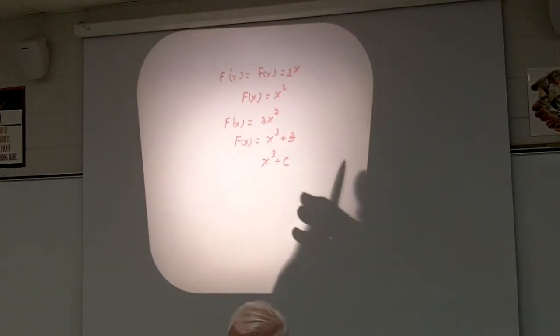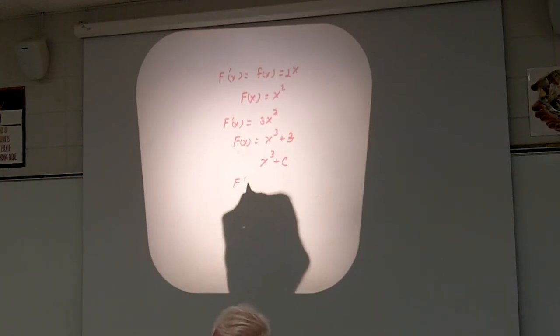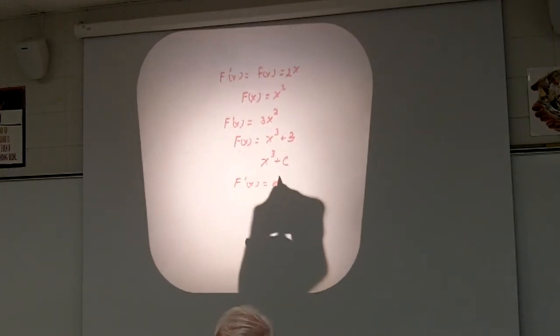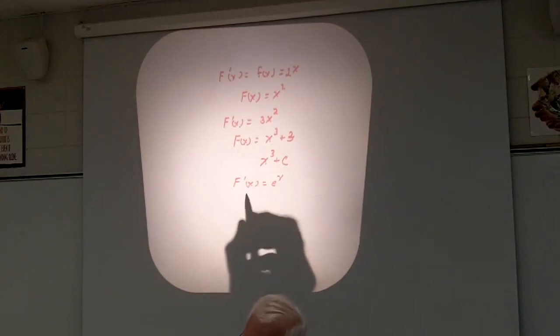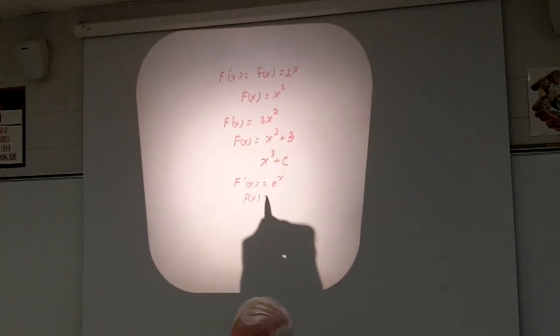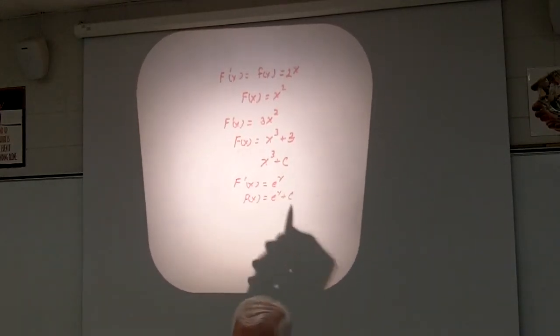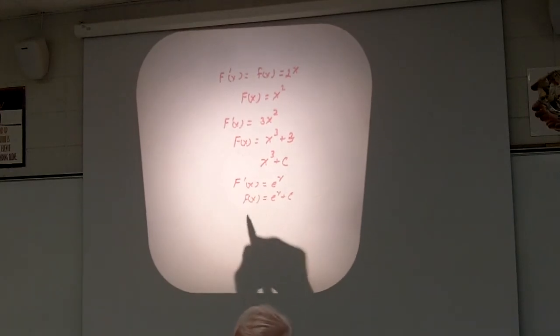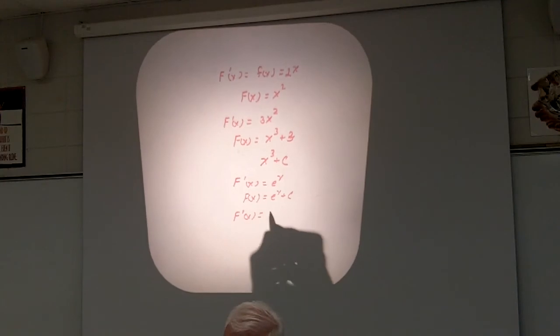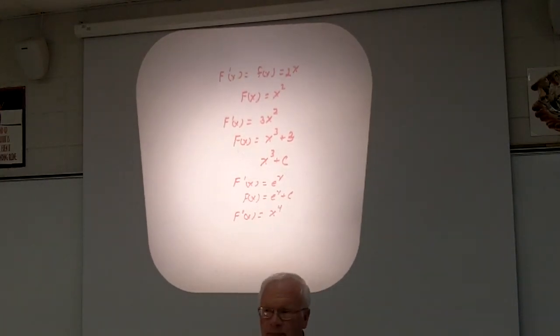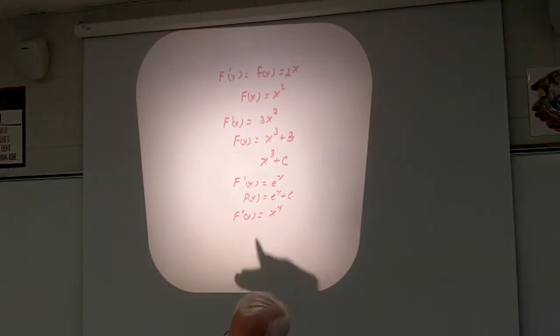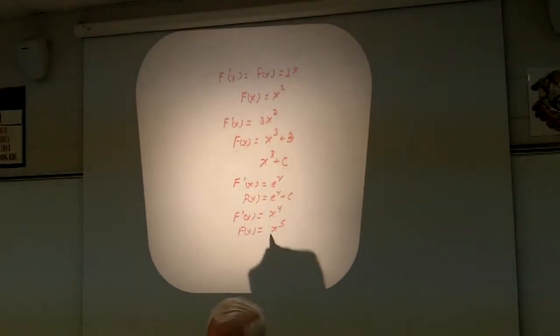How about this one? F prime at x equals e to the x. What's my function? E to the x plus c. Okay. How about this one? F prime at x equals x to the fourth. Over in the front here we have this. X to the fifth over 5.